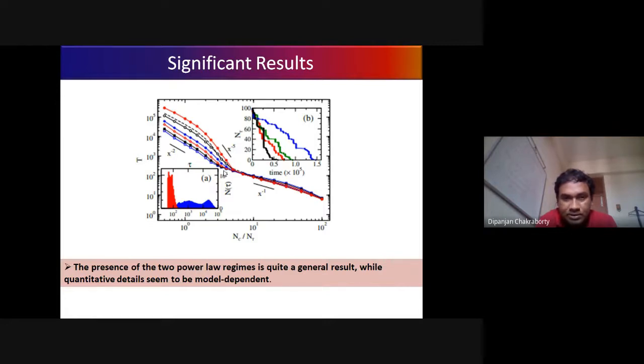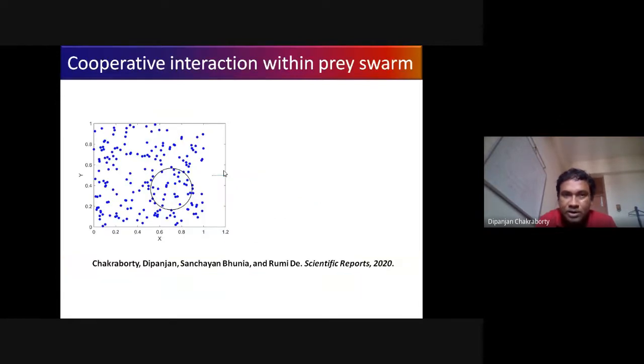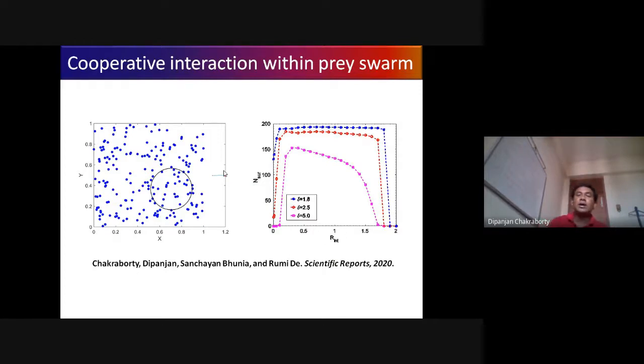Okay, I have not included a summary. In the past two works that I have talked about, it was the cooperative interaction within the predator group. Here in my first work, my PhD work, I showed the cooperative interaction within the prey swarm.